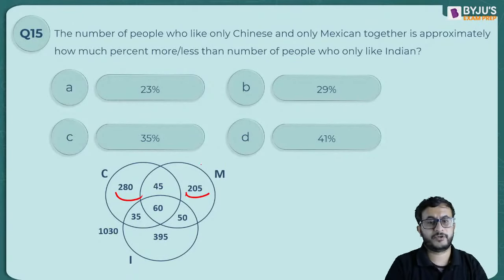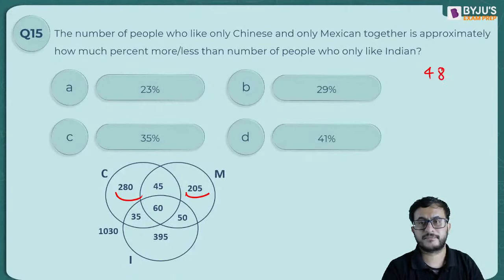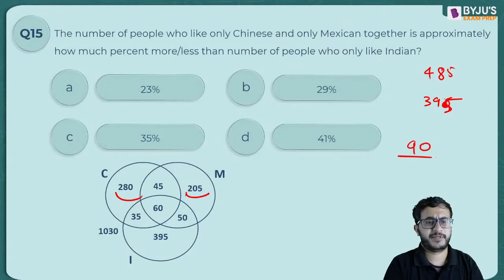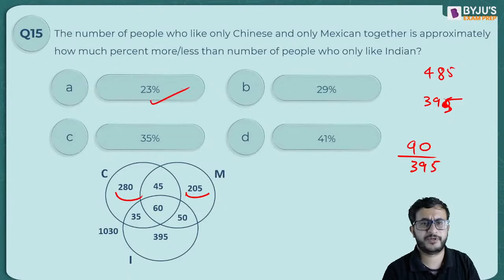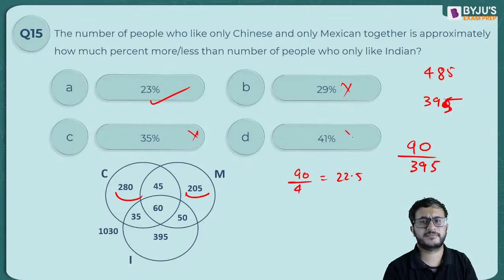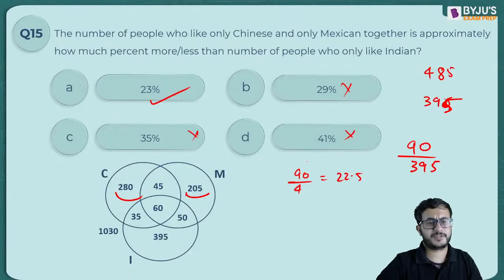So ये together कितना हो गया? 485, ठीक है, and this is 395. 90 more, 90 by 395, ठीक है. 400 का 90 कितना हो रहा है? 22.5%, right? So this will be 23%. 90 by 4 कितना होता है? 22.5. Slightly more than 22. बाकी options are far apart. Okay, so it will be 23%.